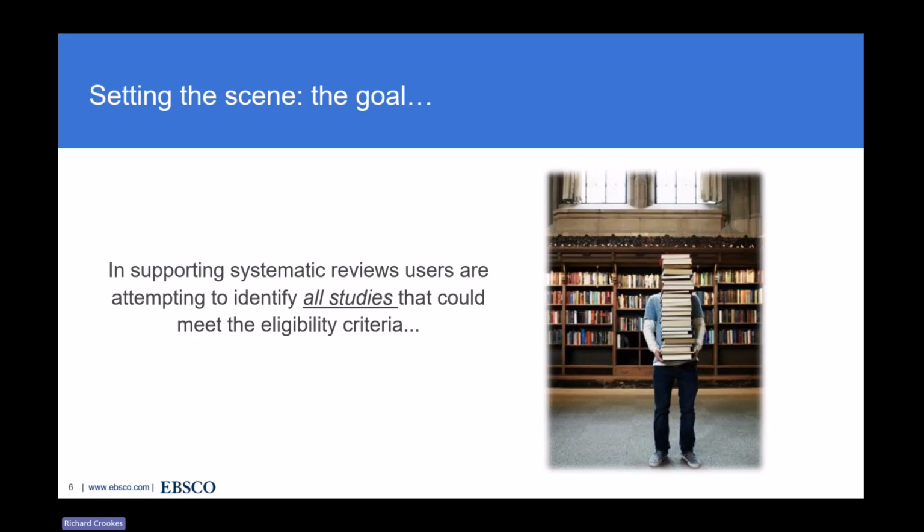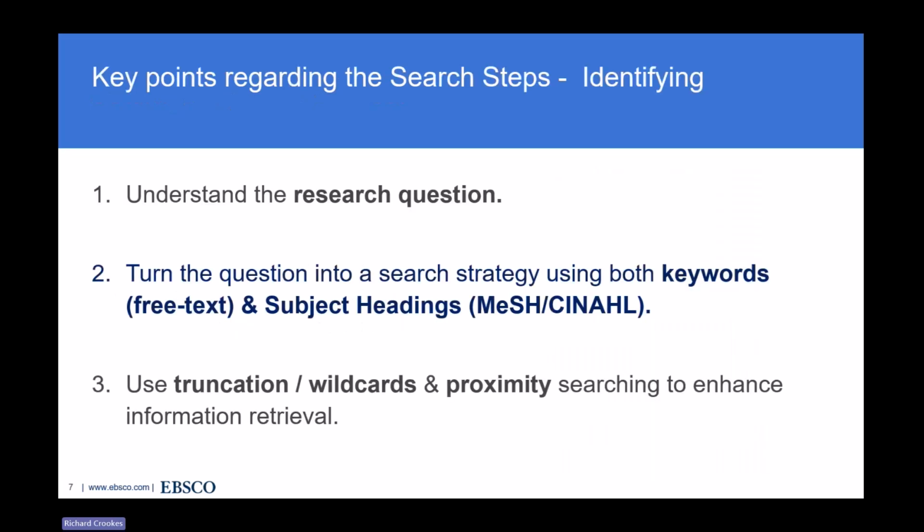So setting the scene then, the goal, of course, in supporting systematic reviews is that you are, as a user, attempting to identify all studies, and some would argue the majority of studies. Perhaps there's a feeling that it is not possible to get everything that's out there, but you'll do what you can to do that, that could meet the eligibility criteria. So there may be various parameters already set that you may be aware of that you need to be guided by when you are running searches on these databases. And of course, we are looking at the EBSCO platform in this session.